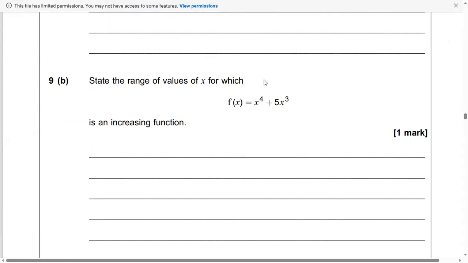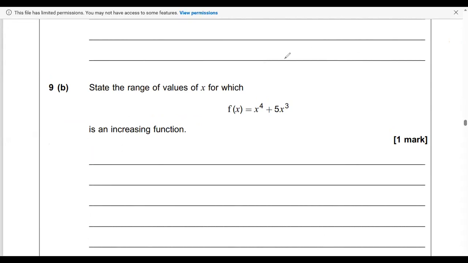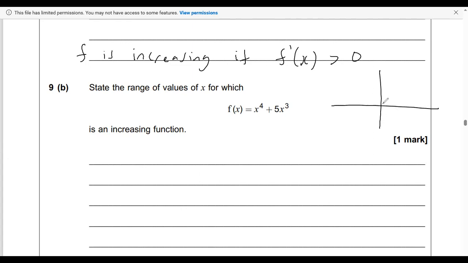So remember what it means for a function to be increasing. A function f is increasing if the gradient f dash of x is greater than 0. That's what it means for a function to be increasing. It just means that your gradient is positive.